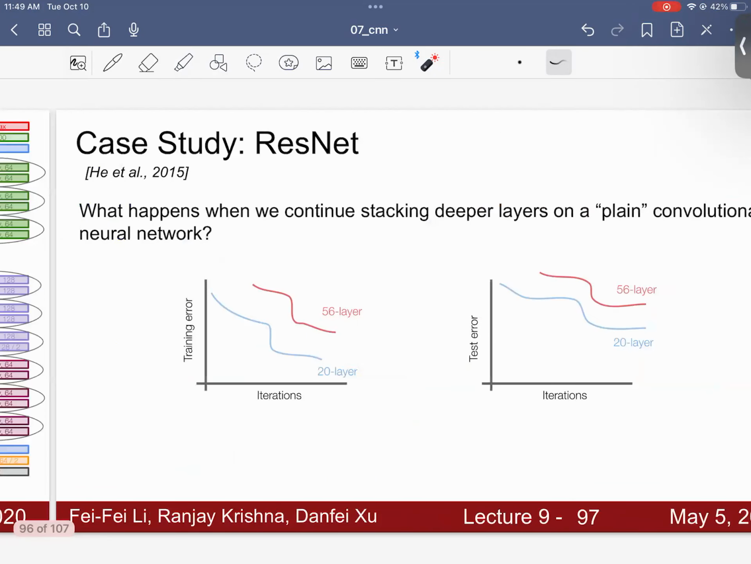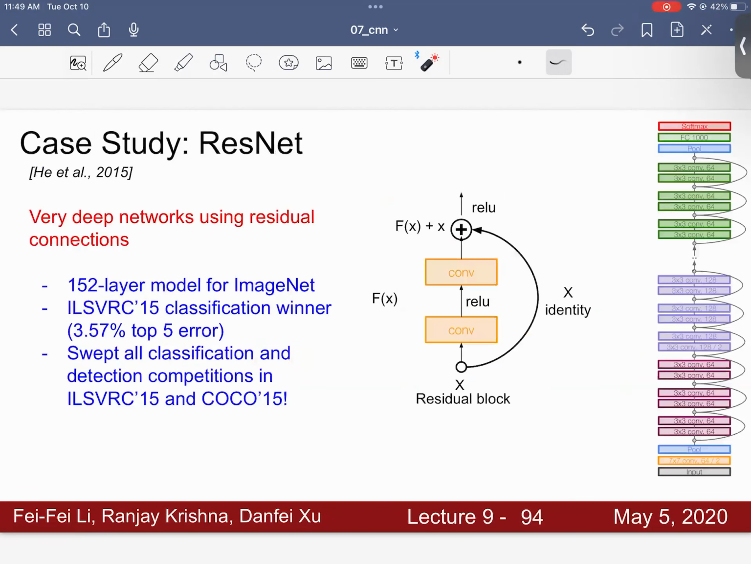But ResNet was the first model that was able to go beyond 100 layers, even 1,000 layers. This was the very first architecture that was able to use as many layers as you wanted without sacrificing performance. So that's the most important message of ResNet. So yeah, it swept all classification and detection competitions way back in 2015. And its architecture looks like this.